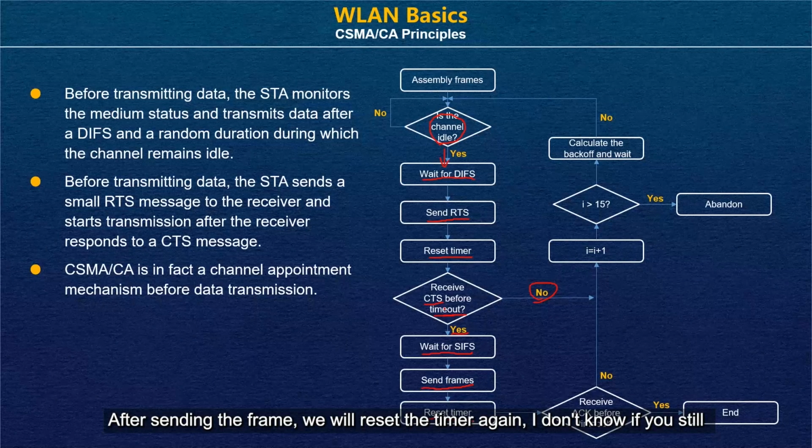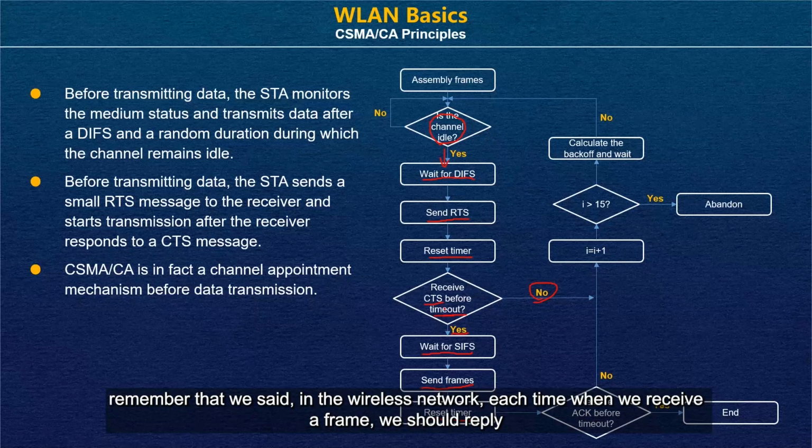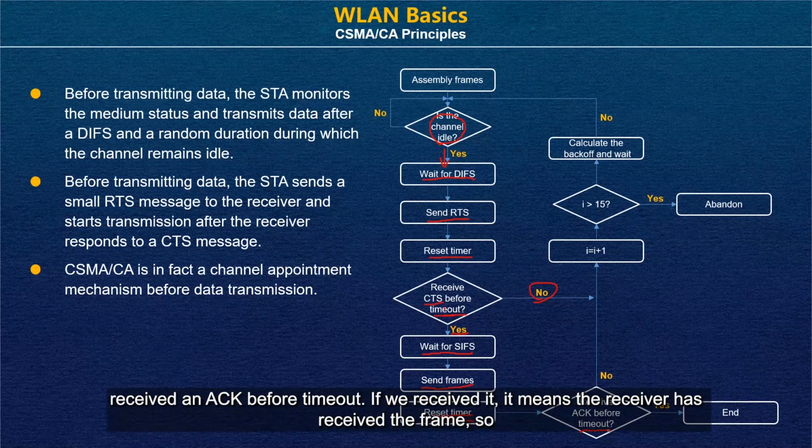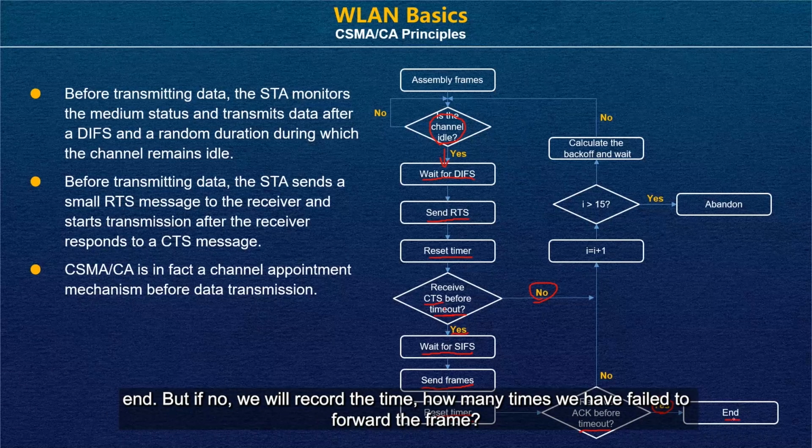And I don't know if you still remember that we said in the wireless network, each time we receive a frame, we should respond with an acknowledgement, with ACK. So the function of this timer is that we should monitor if we have received an ACK before timeout. If we received it, it means the receiver has received the frame, so end. But if no, we will record how many times we have failed to forward the frame.